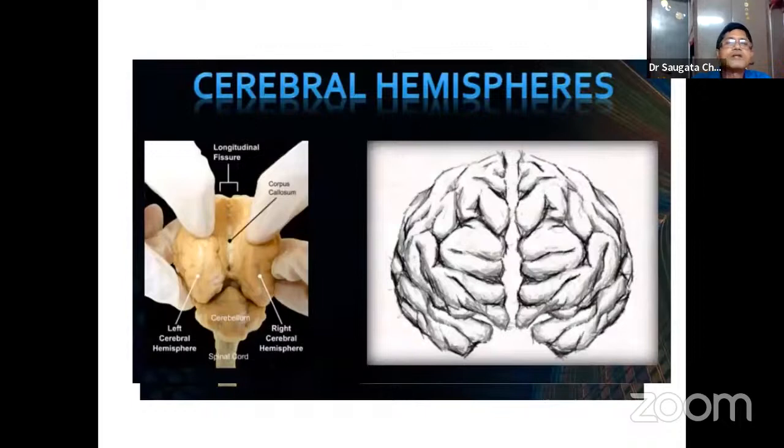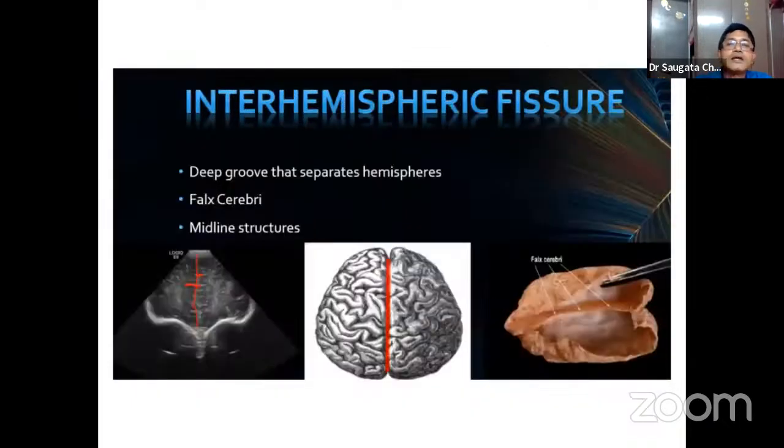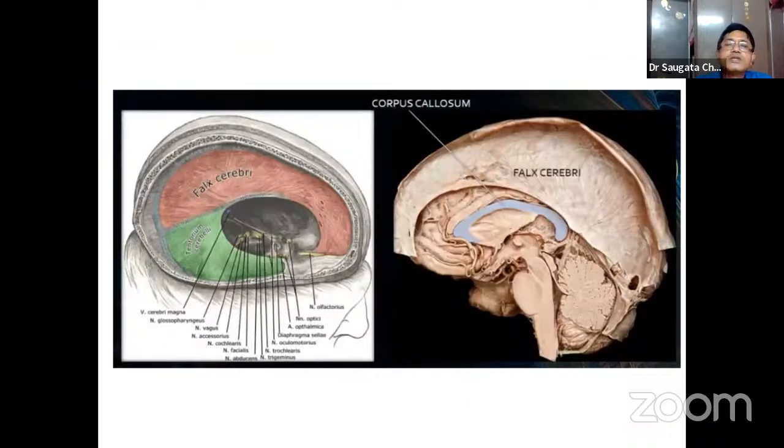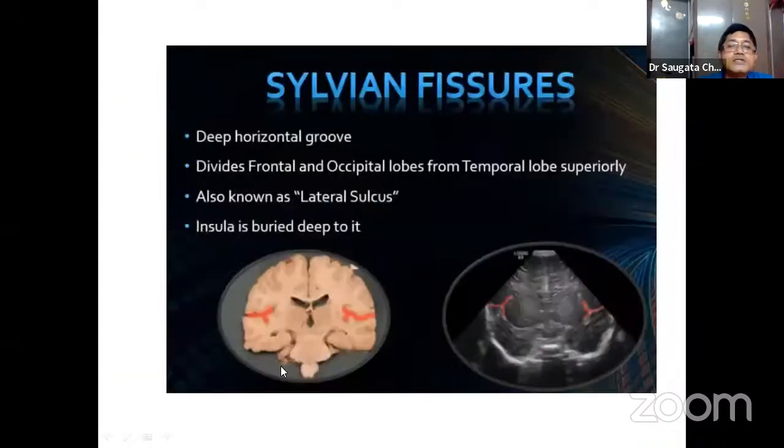This is a bit of the anatomy, the cerebral hemisphere. We are seeing the interhemispheric fissure. This anatomy may help you understand the corpus callosum part, because this part will be seen in the USG again. So here is the falx cerebri, here is the corpus callosum. These are the parts. The Sylvian fissures are very important, and they develop after 28 weeks gestation.